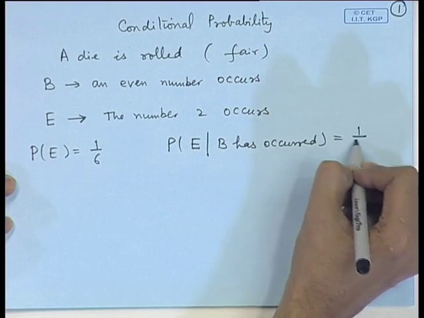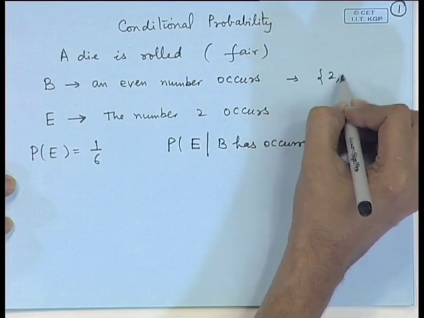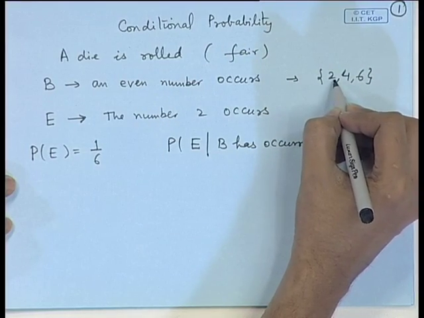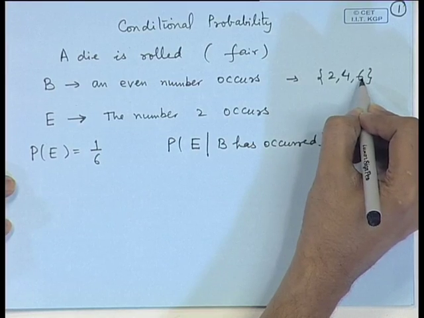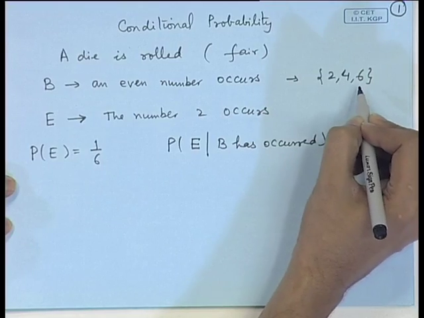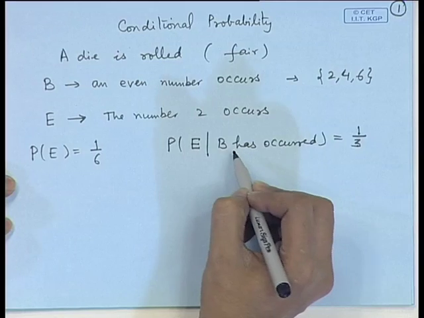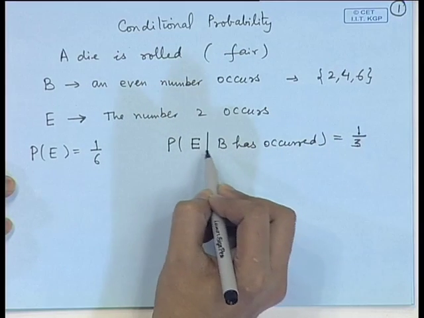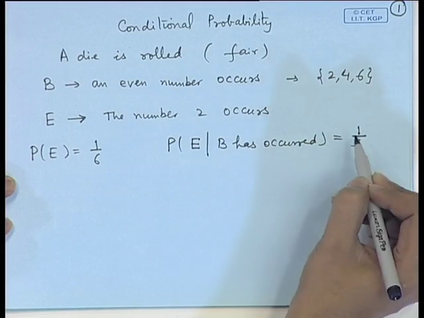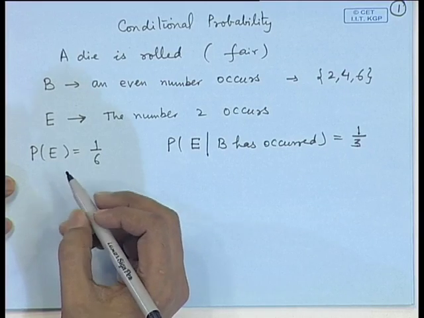is 1 by 3, because B has elements 2, 4 and 6. That means my sample space has been restricted to consist of 3 elements 2, 4 and 6. Now, out of this, if 2 occurs, then it is one of the 3 possibilities, and therefore the probability of that is equal to 1 by 3. So, you can see that the partial information helps us in making better probability statements. Let us define formally the conditional probability.